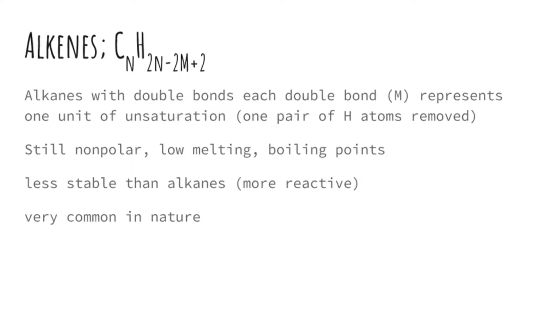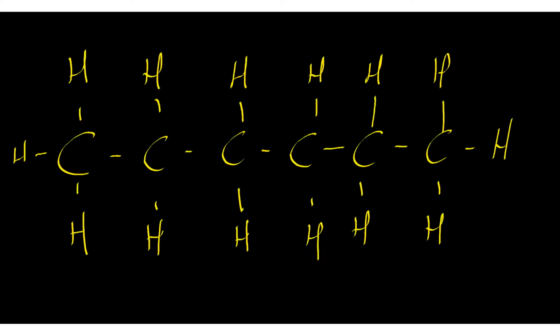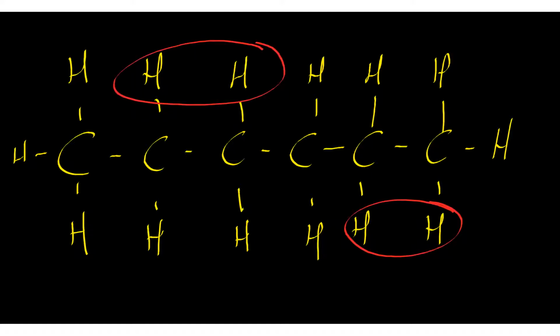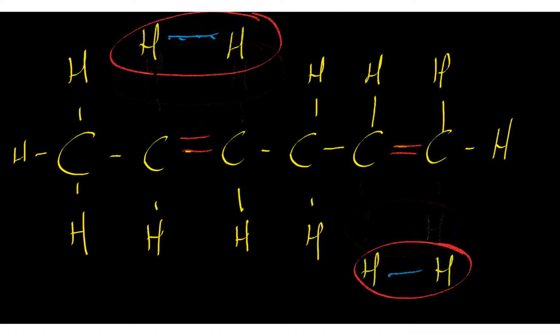Next up, we have the alkenes. Your alkenes are alkanes with double bonds. Each double bond, that's the M in the above formula, represents 1 unit of unsaturation. So an alkane, with nothing but single bonds, is fully saturated. It has the maximum possible number of hydrogens. Unsaturation means removing some of those hydrogens. So in order to make a double bond, you have to remove a pair of hydrogens.